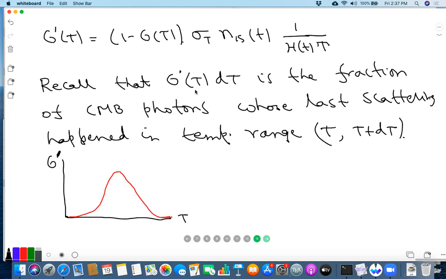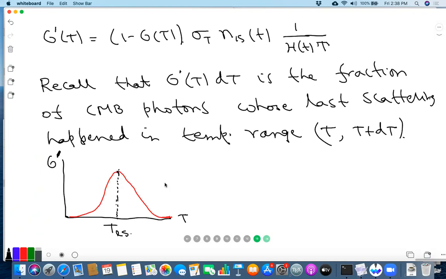Because O approaches 0 at one end and 1 at the other end, the derivative vanishes. And by the interpretation that O prime of T dt is the fraction of CMB photons whose last scattering was in this temperature range, it's conventional to call this peak the last scattering surface, because that means that the maximum fraction of photons that you see today had the last scattering at this temperature. And of course, it's not a sharp surface, there is a variation.